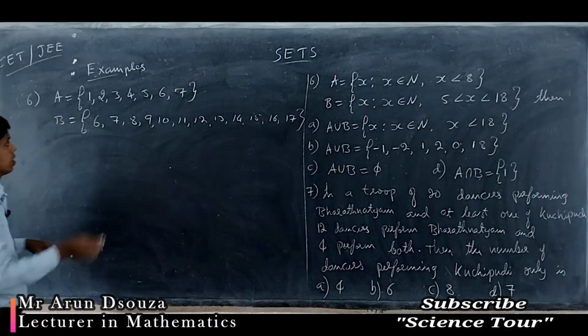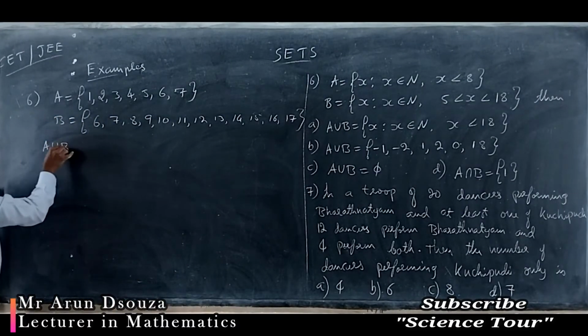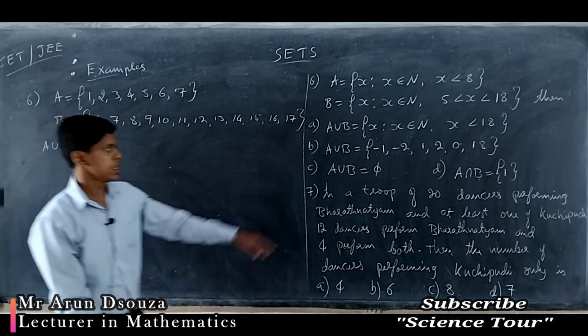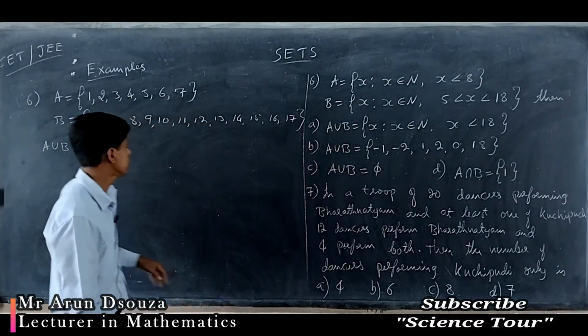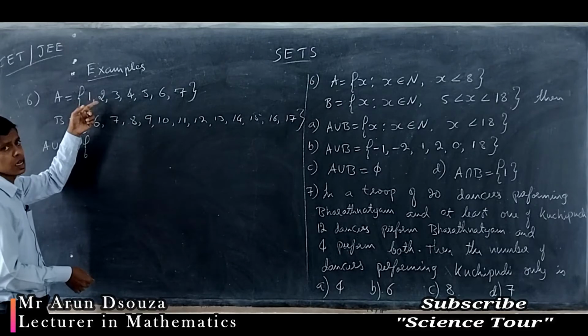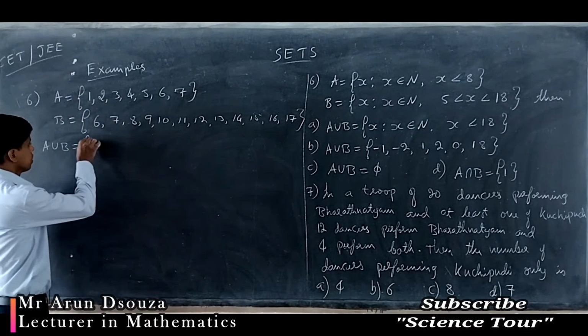Well, now what is A union B? See, A union B is elements either from A or from B.